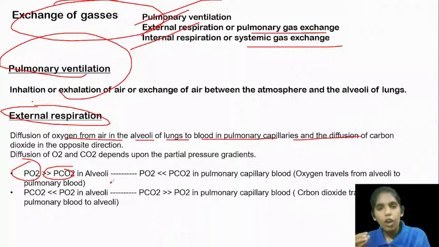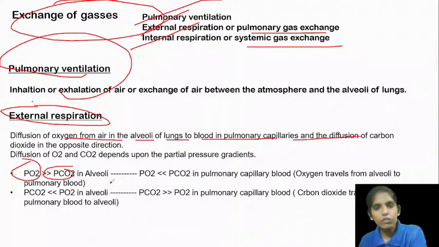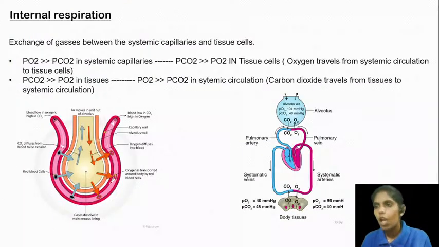And likewise, the partial pressure of carbon dioxide in the blood circulation is high when compared to the pressure in the alveoli. So that's why the CO2 will diffuse from the blood to the alveoli. They will always diffuse from the high pressure to the low pressure region. So oxygen will diffuse into the blood and carbon dioxide will diffuse from the blood into the alveoli. That is about the external respiration, which takes place between the alveoli, that means between the lungs and the blood circulation. Now the internal respiration will take place between the blood circulation and the tissues.